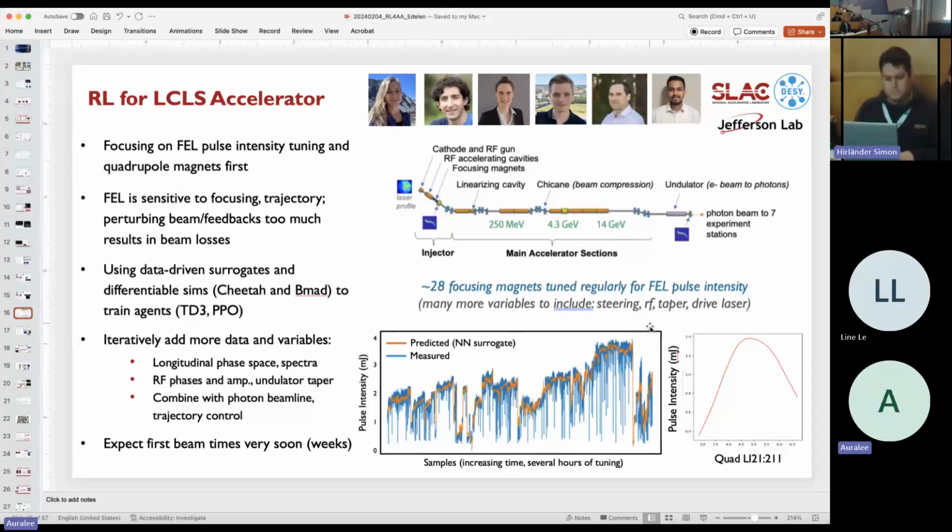Some of the RF parameters, the undulator taper. So it's a nice problem in terms of being able to start small and then scale up and add complexity. Later on, we may also want to include more of the photon beam diagnostics from downstream. So essentially what we're starting with is using data-driven surrogates.